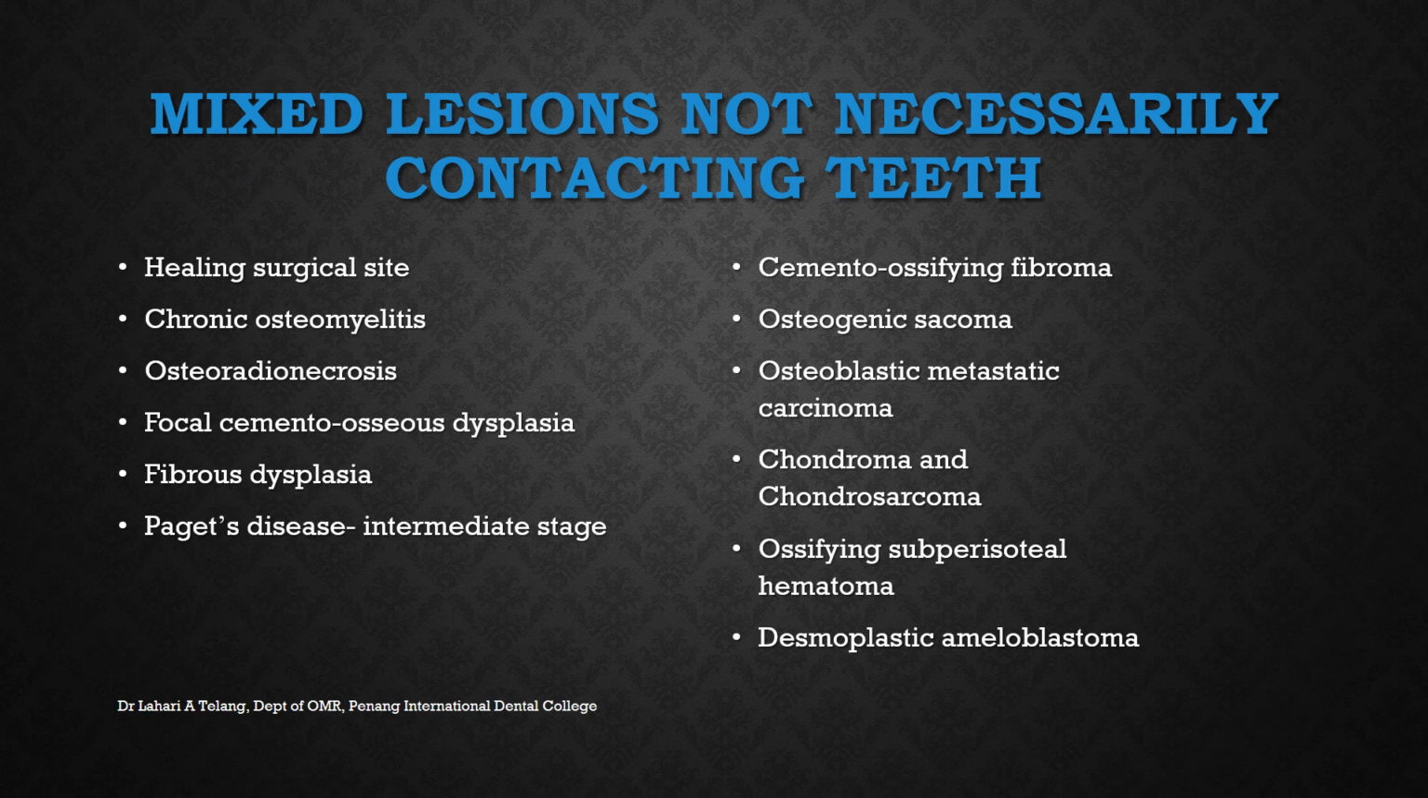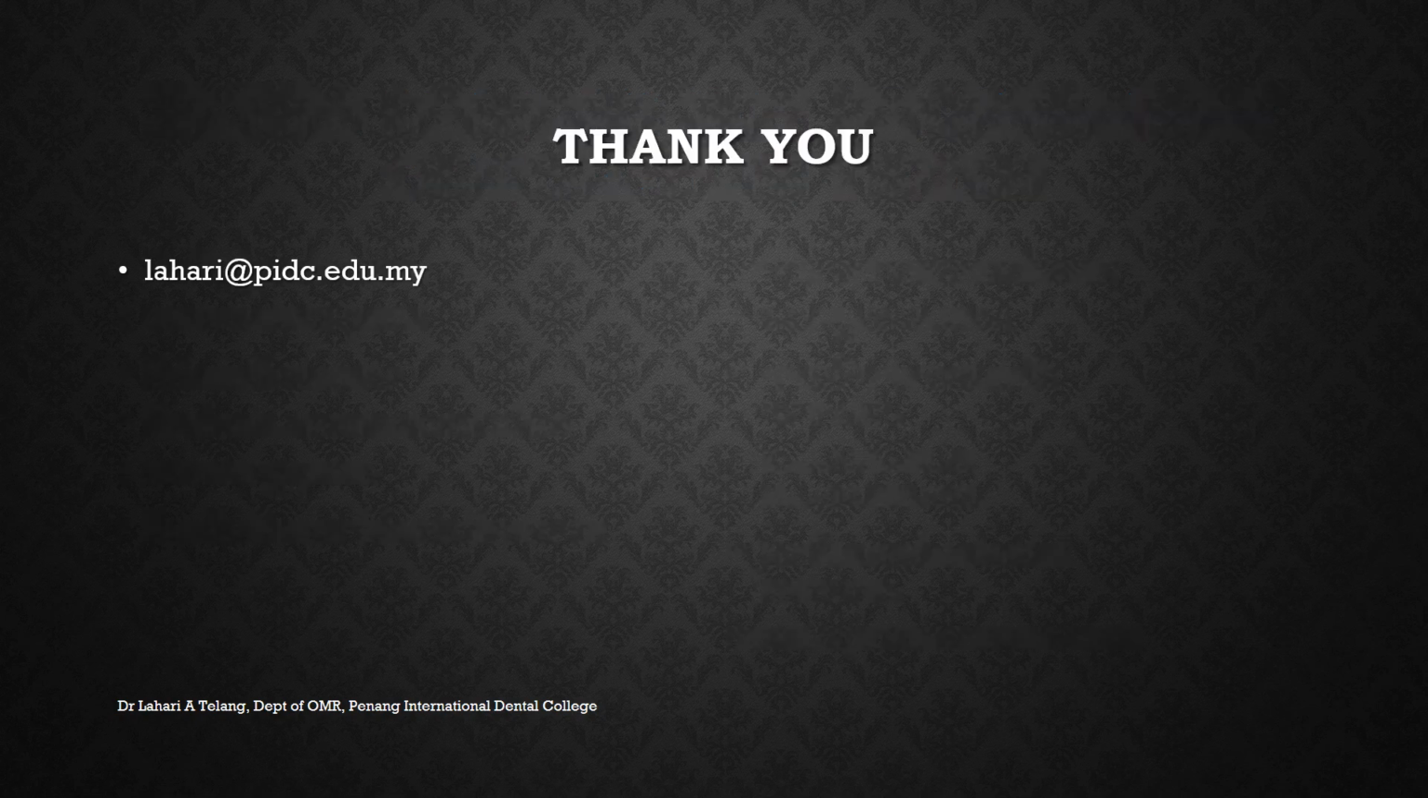Mixed lesions which are not necessarily contacting teeth and are separated from the teeth could be chronic osteomyelitis, osteoradionecrosis, fibrous dysplasia, or even chondromas and chondrosarcomas. So that brings me to the end of this chapter. I've given you a broad view of the basic principles of radiographic interpretation. You can build up more on this by referring to the textbook, and it's really important that you go through more and more radiographic pictures in the textbook to give you an idea how variations of the lesions that we've described look like. Thank you.